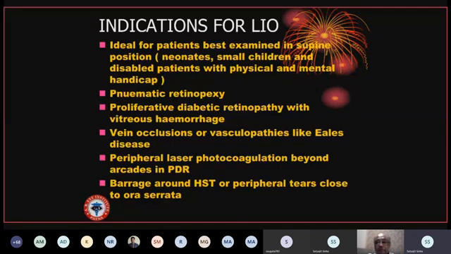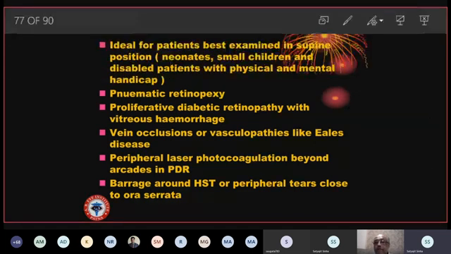It is used when doing pneumatic retinopexy, and in proliferative diabetic retinopathy with vitreous hemorrhage, because you can barely see the retina. You can see strands of hemorrhage, then the retina, then the hemorrhage again. So with an LIO it's always better and easier to laser such patients. Also in vein occlusions or vasculopathies like Eales disease, peripheral laser photocoagulation beyond the arcades in PDR, barrage around the HST, or peripheral tears close to the ora serrata, your work becomes much easier if you have the LIO in hand.